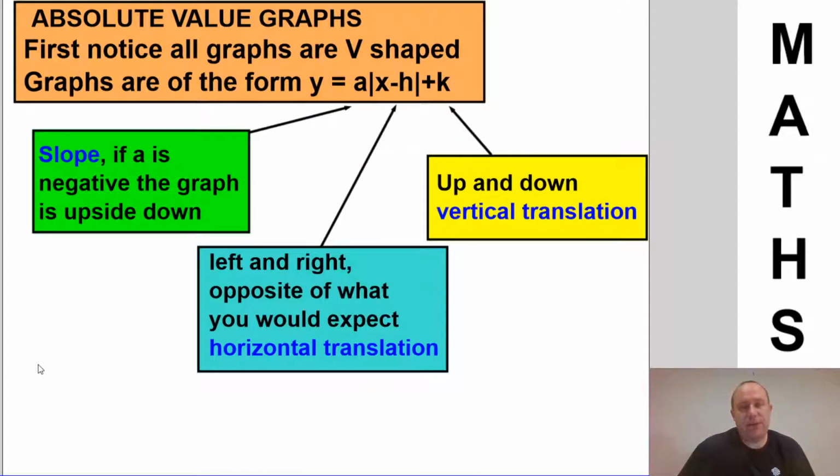Now, earlier I did mention the h and k thing. So when you did this in Algebra 2, you probably looked at the form y equals a absolute value of x minus h plus k. So the number at the start is your slope. And remember, if a is negative, then the graph is going to be upside down. The x minus h part, it's left and right, or a horizontal translation, and it's the opposite of what you would expect, kind of like when you did the factor theorem. And then the part at the end, the plus k, that's your up and down, that's your vertical translation. So if it says +3, it moves up 3 squares along the y-axis.